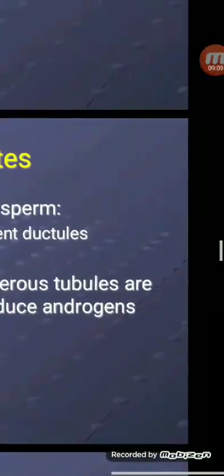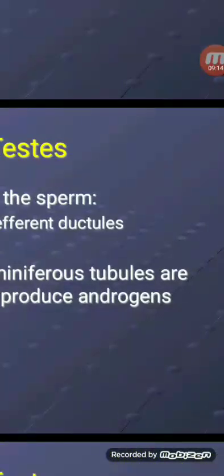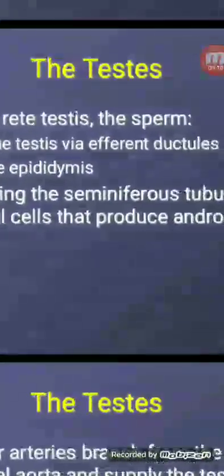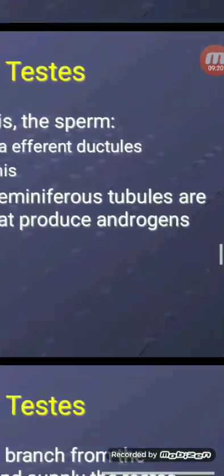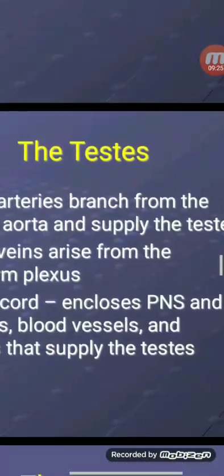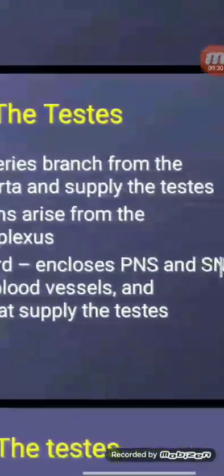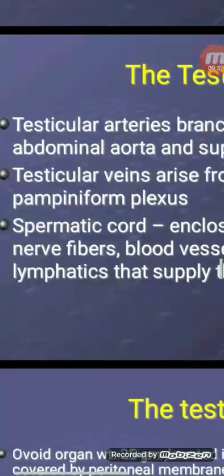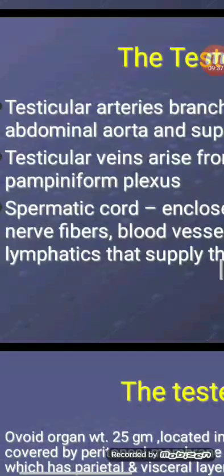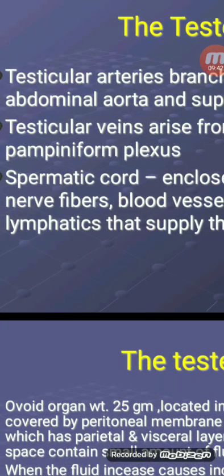Surrounding the seminiferous tubules are interstitial cells that produce androgens. These cells produce hormones, androgens. The testicular artery is a branch from the abdominal aorta and supplies the testis. Testicular veins arise from the pampiniform plexus that is found in the spermatic cord.